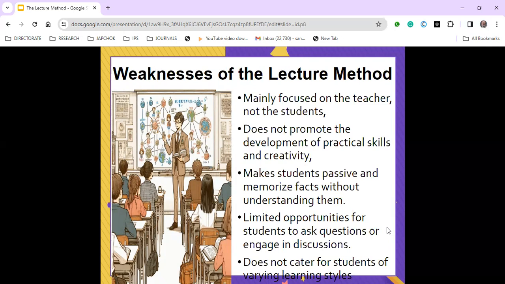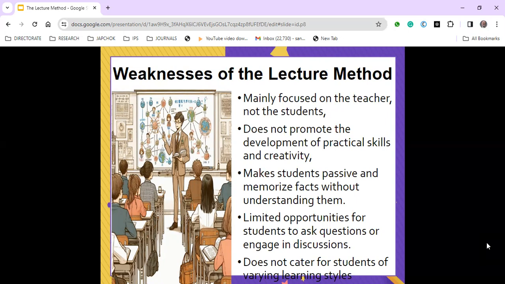Was the teacher right? The student takes it down. When the teacher talks, the student writes down and takes it the way it is being said. They don't need to understand it. They just have to memorize it. That is one major weakness of the lecture method.